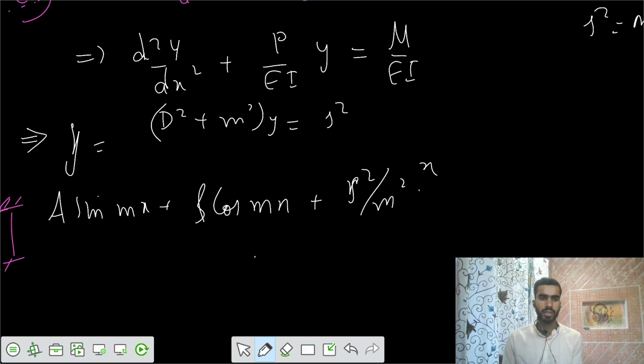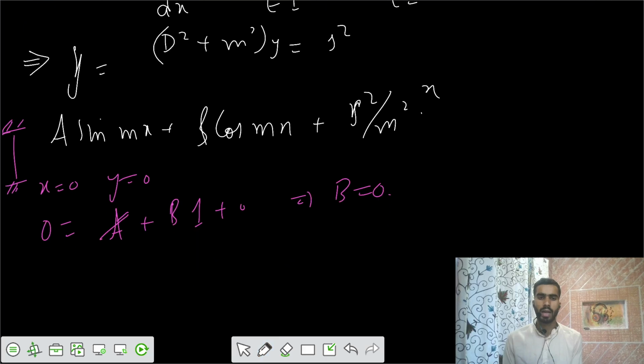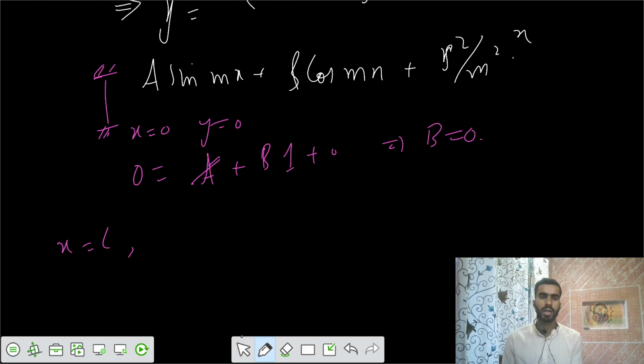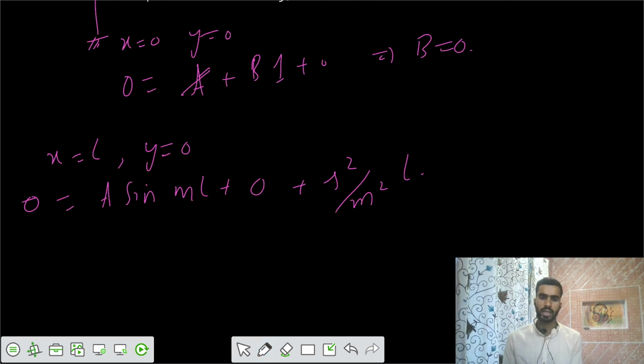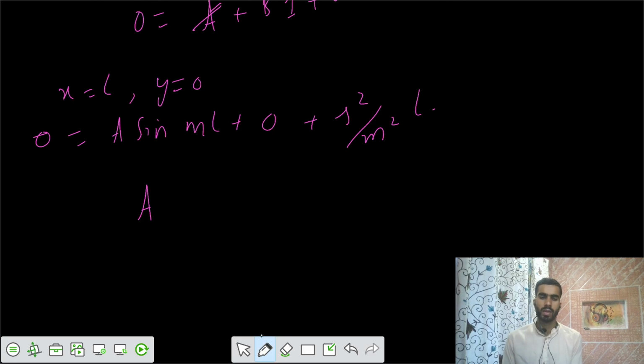We have these boundary conditions: delta is 0 at x equals 0, so y is 0. That means 0 equals A times 0 plus B into 1 plus 0, so B is 0. At x equals L, delta is 0. So 0 equals A sin mL plus 0 plus s squared by m squared into L. So we get A sin mL equals minus s squared by m squared of L.